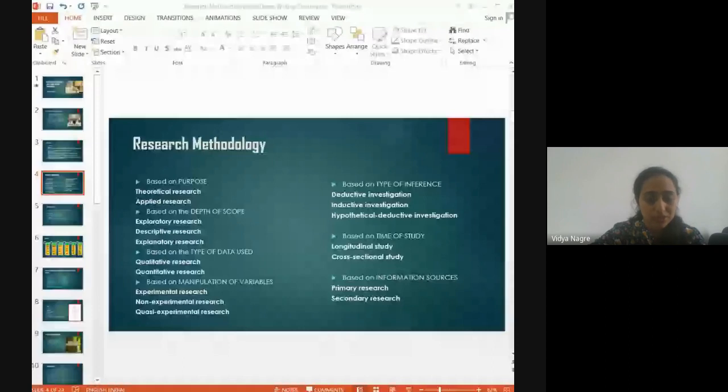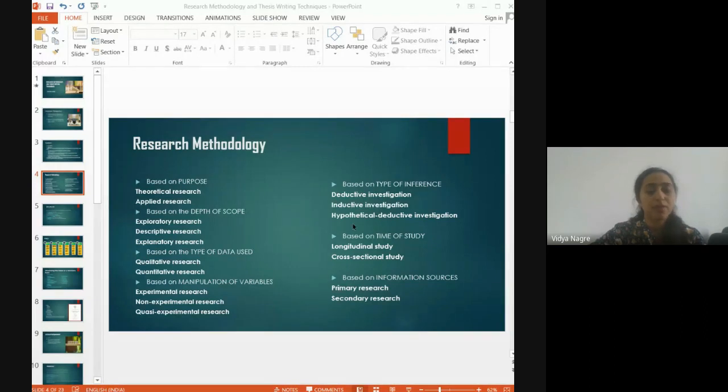This is particularly similar to experimental research itself, but the only difference is the sample for the experiment is not selected randomly, which happens in experimental. So quasi-experimental is a very narrowed-down study which focuses on a certain kind of population, let's say. The sample should be tested and then assigned to the treatment or the control group. So this is what is quasi-experimental.